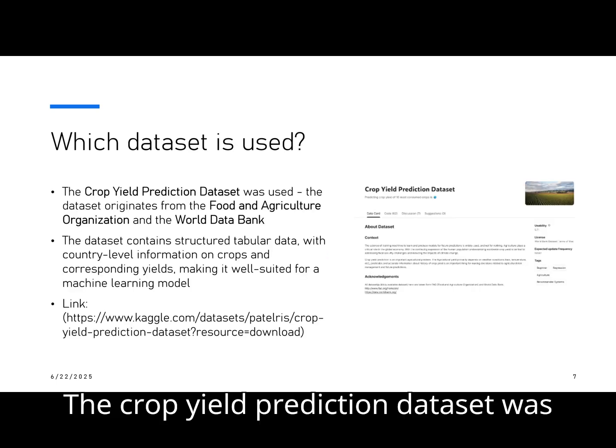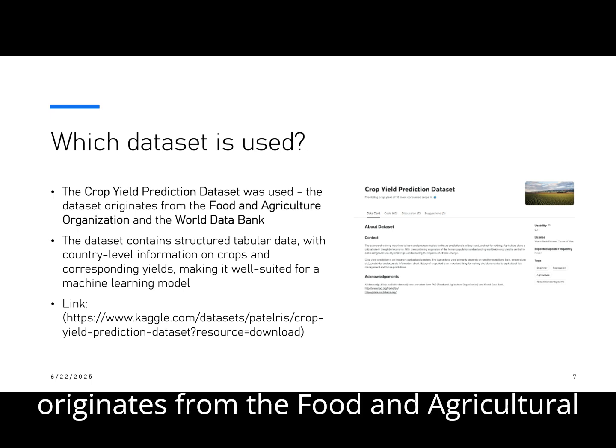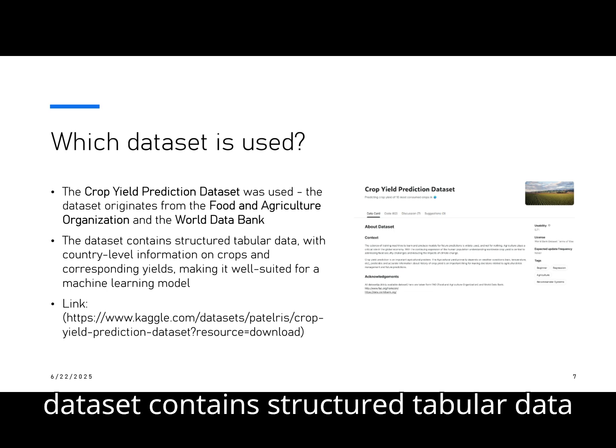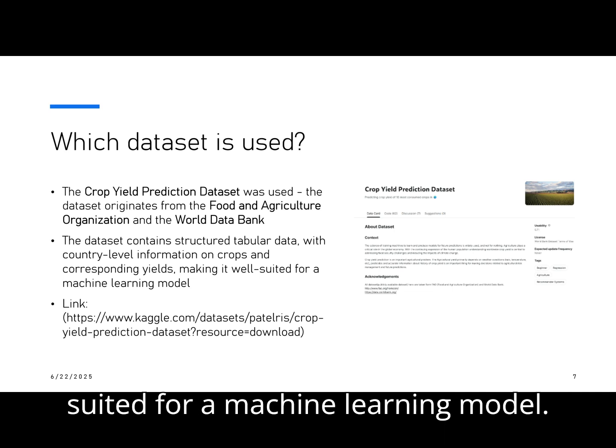The crop yield prediction dataset was used for this project. The dataset originates from the Food and Agriculture Organization and the World Data Bank. The dataset contains structured tabular data with country-level information on crops and corresponding yields, making it well-suited for a machine learning model.